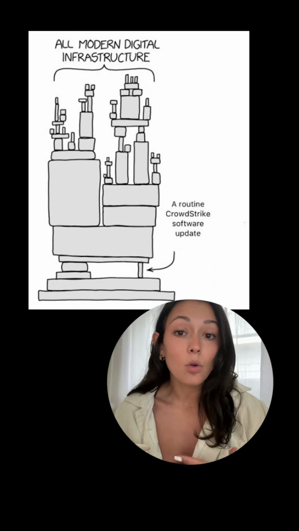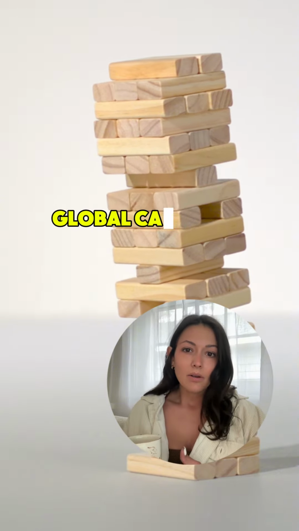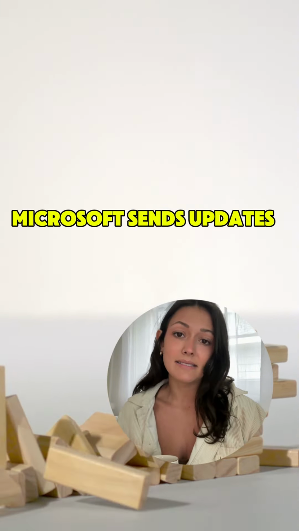So that's it. One dev, one small mistake. Untested code pushed to server. Now how does Microsoft fit into the picture? Well, turns out Microsoft sends updates to customer machines without testing. We call this raw dogging.